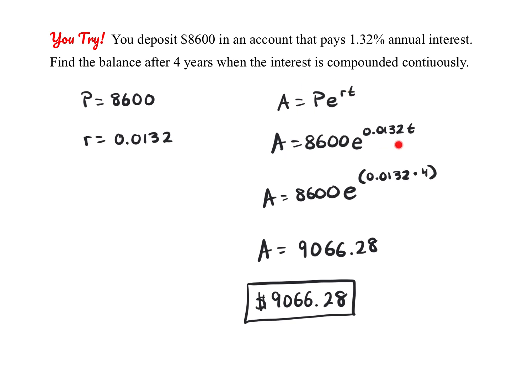So here's the model. You're going to plug in t equals 4 to find out how much is in your account after 4 years. And if you compare this answer to the last you tried, you do end up with a little bit more money than when you were compounded monthly. So again, compounded continuously is going to be more beneficial than being compounded monthly or quarterly or yearly.